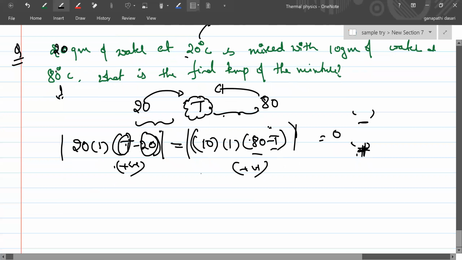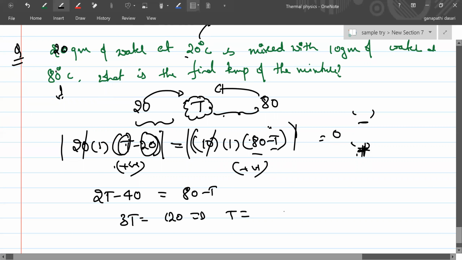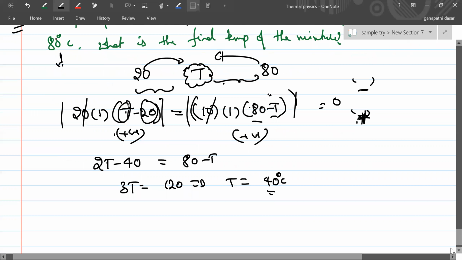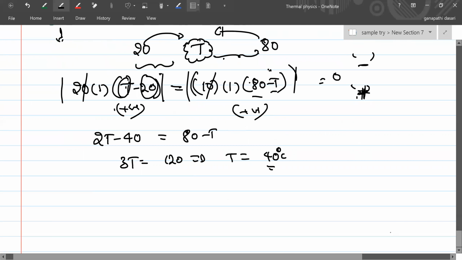20, 10, 0, 0 cancel. 2T minus 40 is equal to 80 minus T, so 3T is equal to 120, which implies T is equal to 40 degrees Celsius. 40 degrees. Okay. Shall I go ahead?